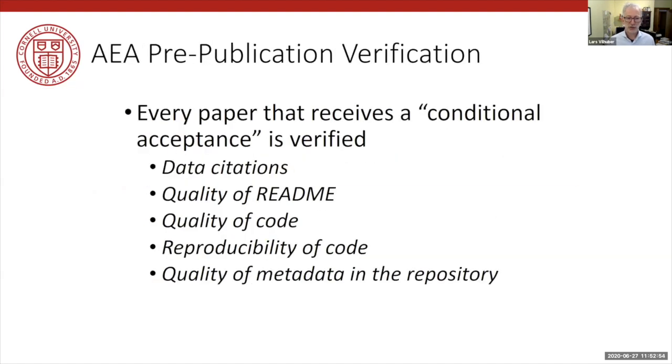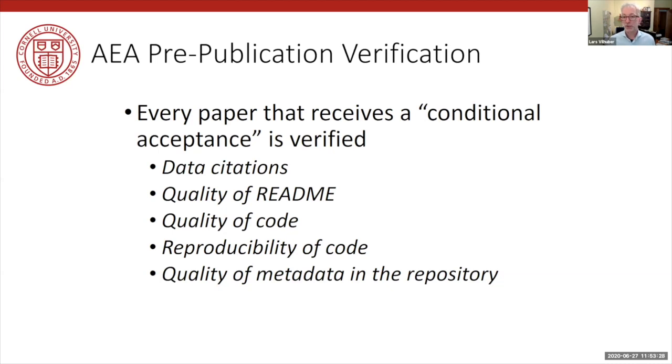So what do we actually do when we talk about pre-publication verification? Once a paper gets a conditional acceptance, we get the paper and the replication package, and we verify what you see on the screen here. We verify data citations, that's the provenance tracking. We check the quality of the README. Is there enough information in the README to allow somebody who's not intimately familiar with the entire history of the code and the data that was written here to actually go through and reproduce the results?